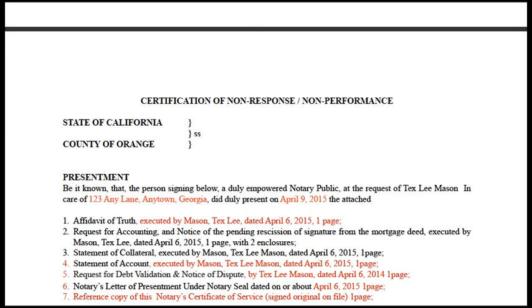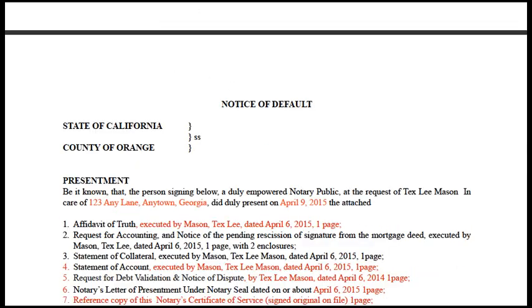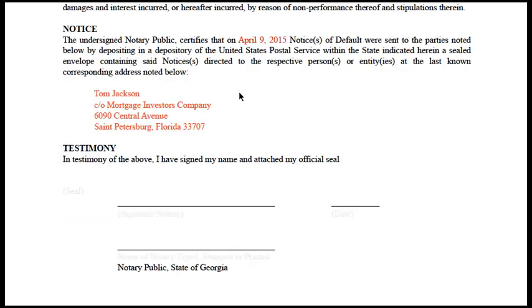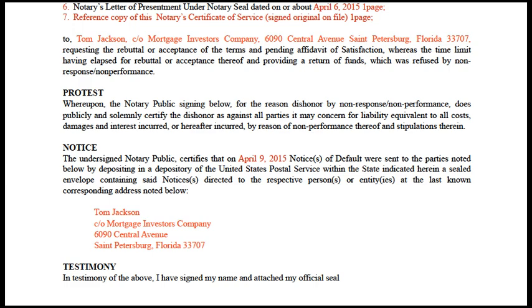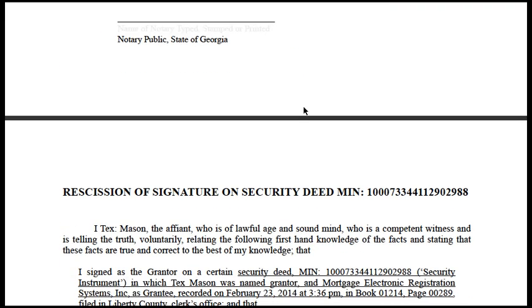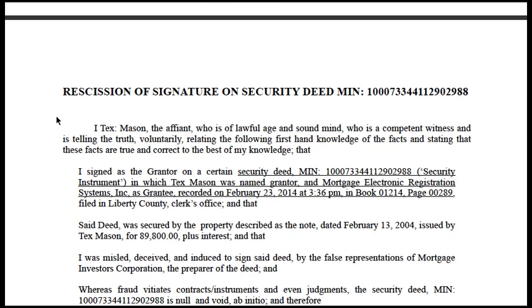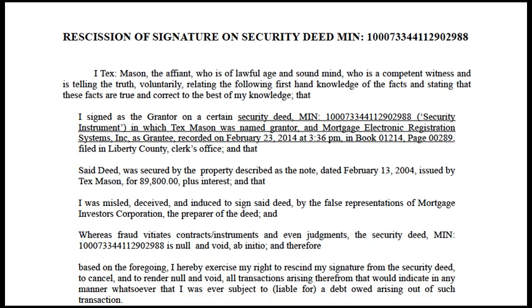And here I have your certificate of non-response, non-performance, and I also have your notice of default, right? And then if you notice, after the notice of default, remember in my notice I gave them notice of the pending rescission of signature. If they didn't challenge anything that I was doing, then it construed their assent and consent to me exercising my right to rescind my signature from the mortgage deed. So after they default on that, this last template document here is the actual rescission of signature, where it says I, Tex Masson, the affiant, who is of lawful age, sound body, blah, blah, blah, etc.